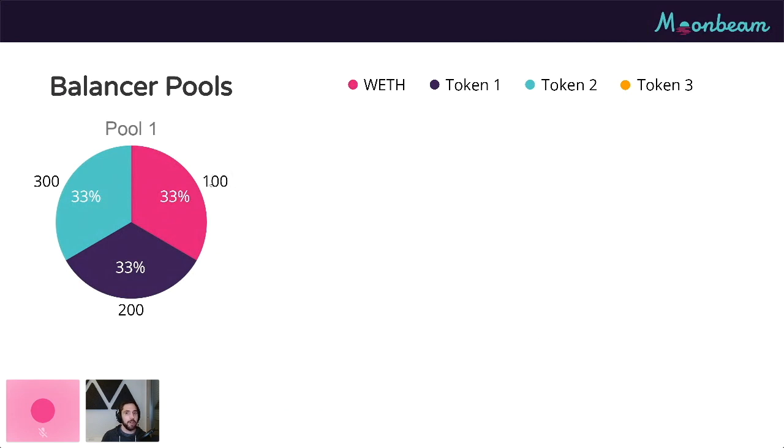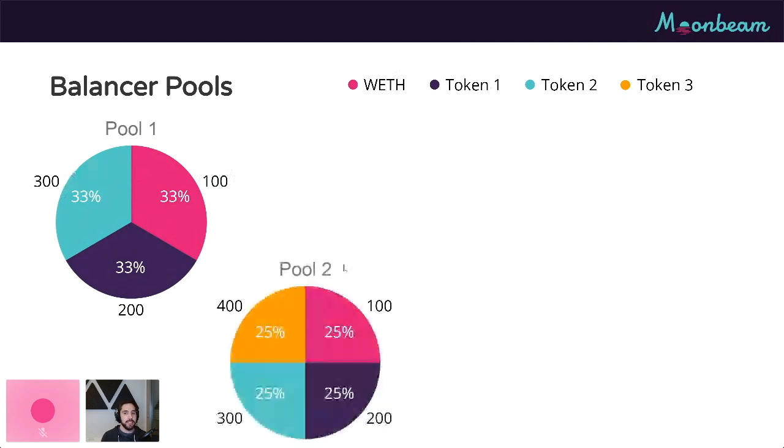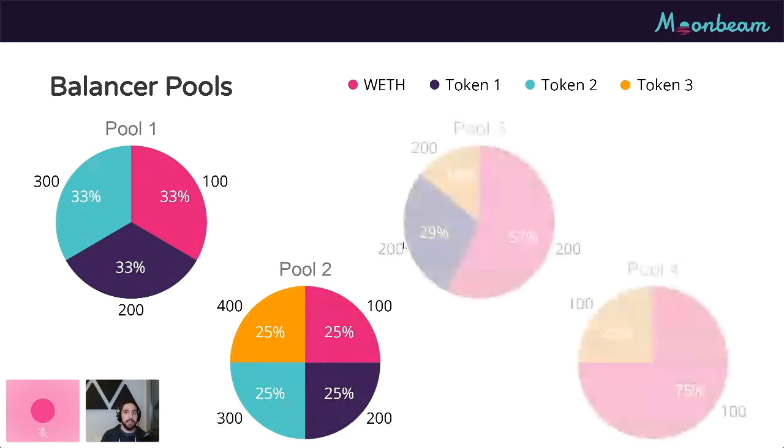We have deposited 100 wrap ETH, 200 token 1s, so these are ERC20 tokens, and 300 token 2s. In pool 2, what we've done is do a 25% distribution in weight, and we've actually done 100 wrap ETH, 200, 300, and 400 and on. And we have other pools.